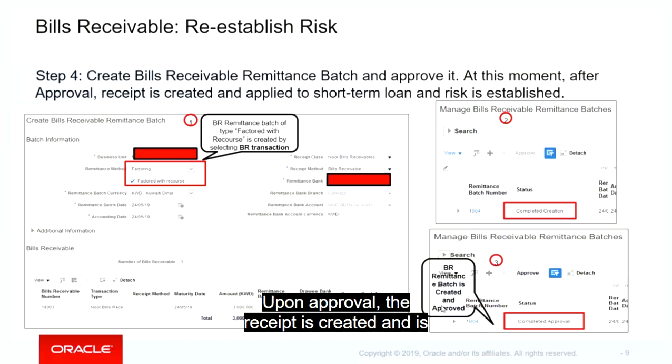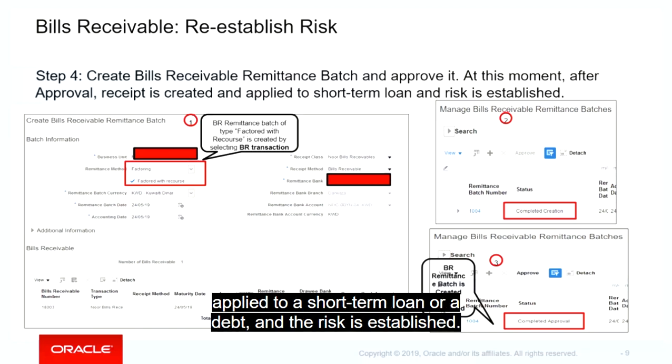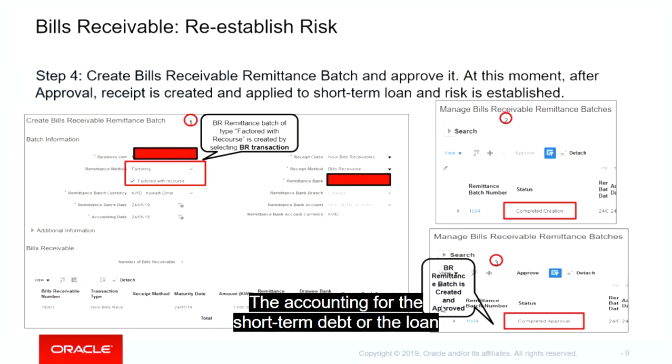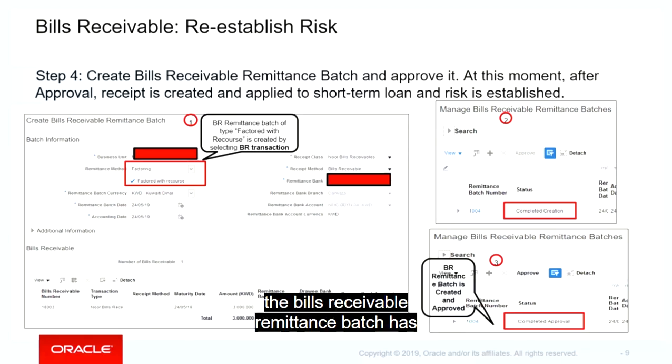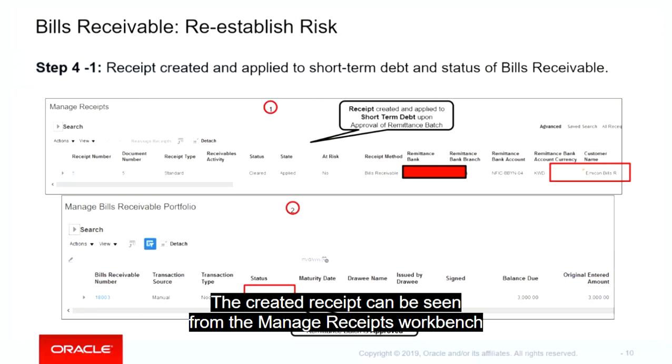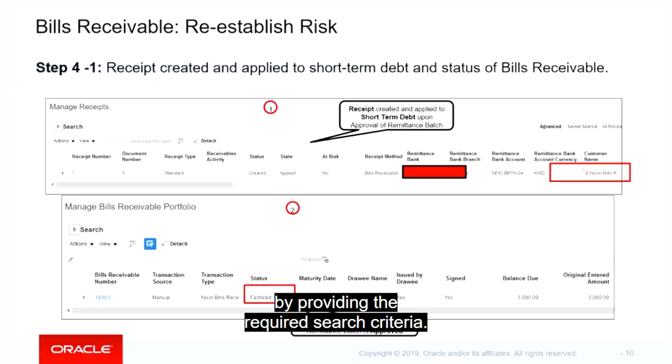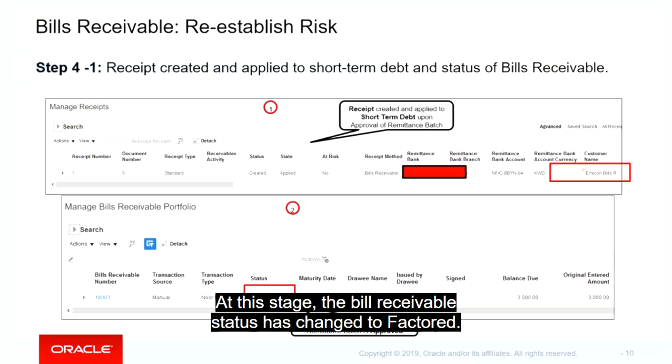Upon approval, the receipt is created and is applied to a short-term loan or a debt, and the risk is established. The accounting for the short-term debt or the loan is derived from the receivable activity. Again, a word of caution, the bills receivable remittance batch has to be approved before the risk can be established. The created receipt can be seen from the Manage Receipts workbench by providing the required search criteria. At this stage, the bills receivable status has changed to factored.